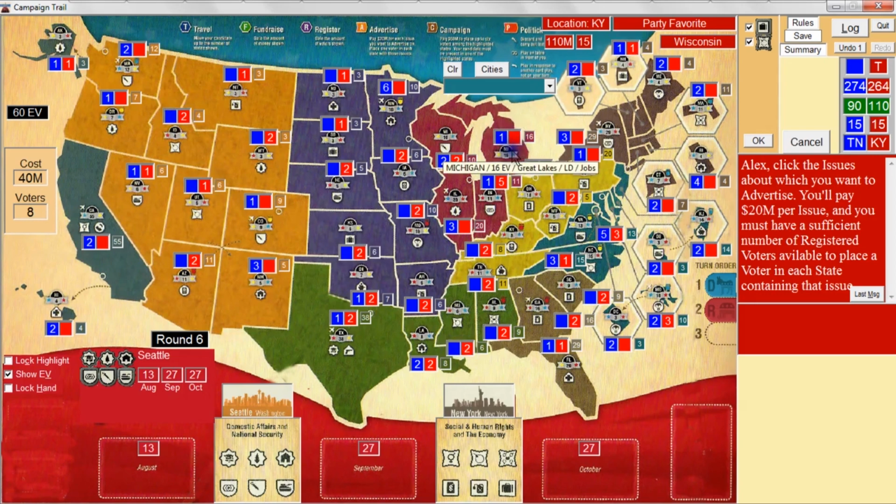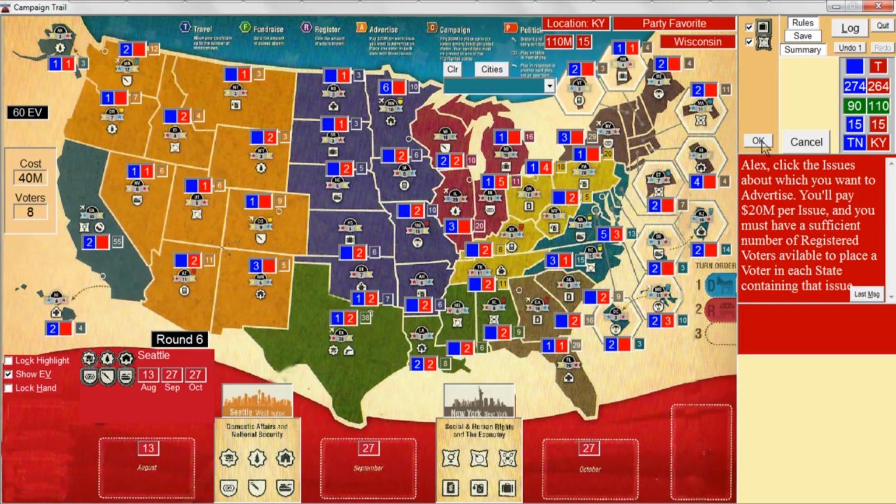But I have my eye here up on Michigan. Again, another battleground state. And way up here in New Hampshire, I could strengthen my position again. I was strong in New Hampshire. Now it's tied, but I still break that tie because I have the tiebreaker. Yeah, I'm going to just go ahead and do this. So it's going to cost me $40 million and 8 of my 15 voters, me being Alex.